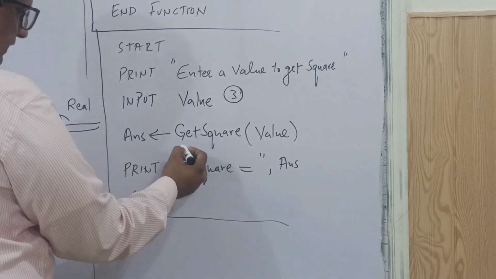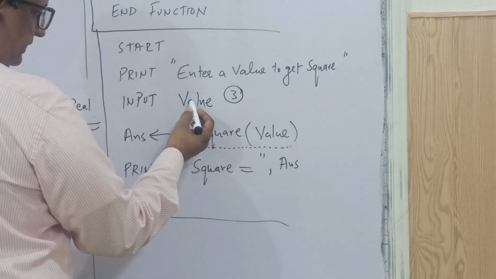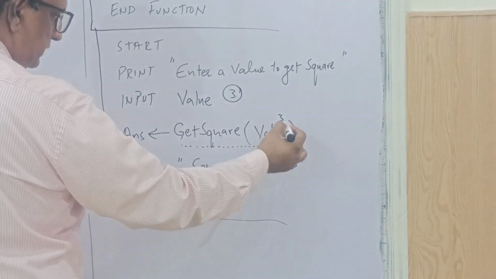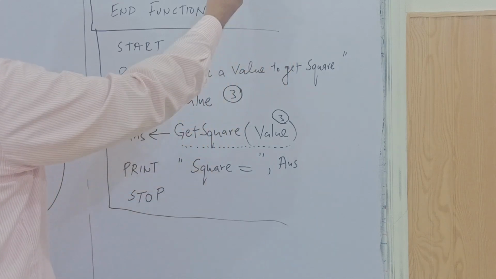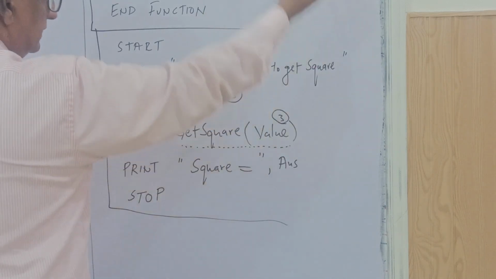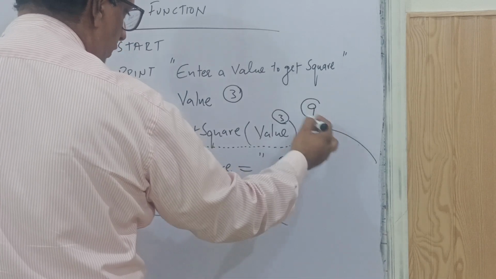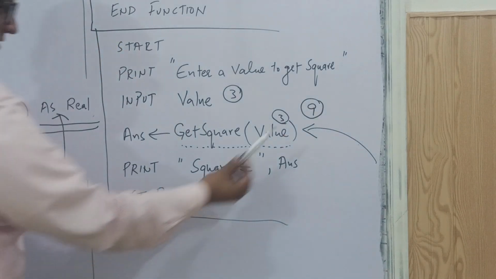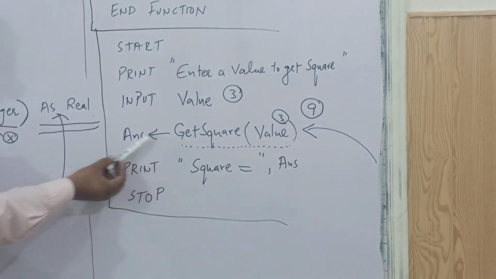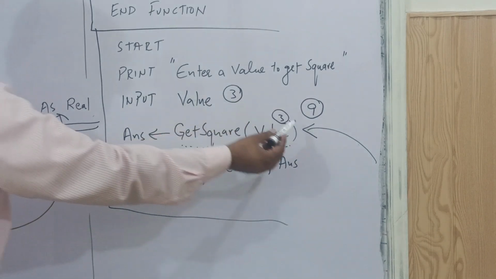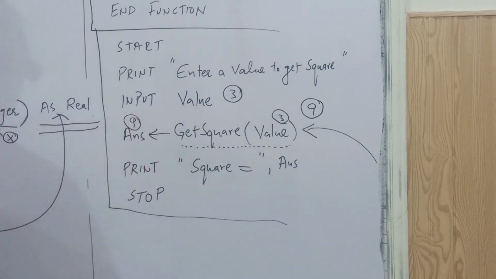Now I run get square with the value. With the value means this input. So the 3 is given to the function, and what the function does, I have already explained, it is now throwing us back with the value of 9. Where will this 9 go? It will come into this, answer equals. So this 9 will float up to this and will be stored inside answer.